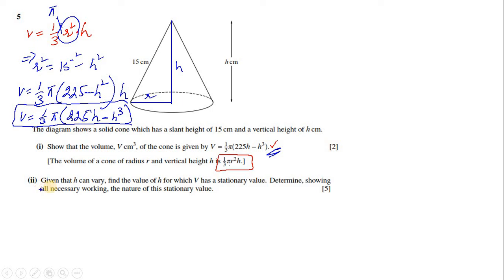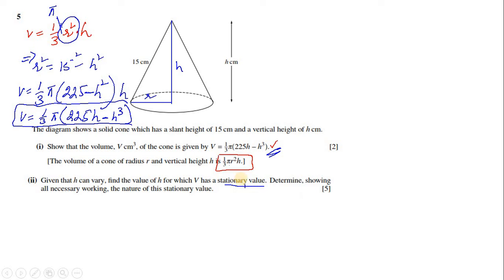Part 2. Given that h can vary, find the value of h for which V has a stationary value. Determine, showing all necessary working, the nature of this stationary value. So remember, whenever they talk about the word stationary value with regard to some formula and the nature of this stationary value, that means you need to find either a maximum or minimum value. So it's all about calculus and differentiation.